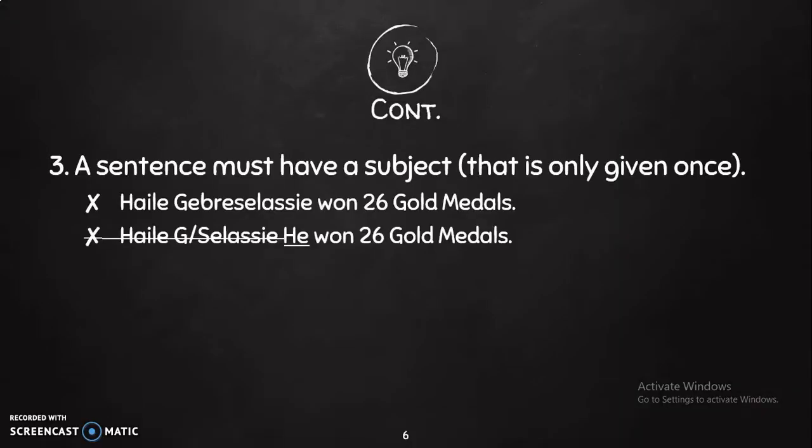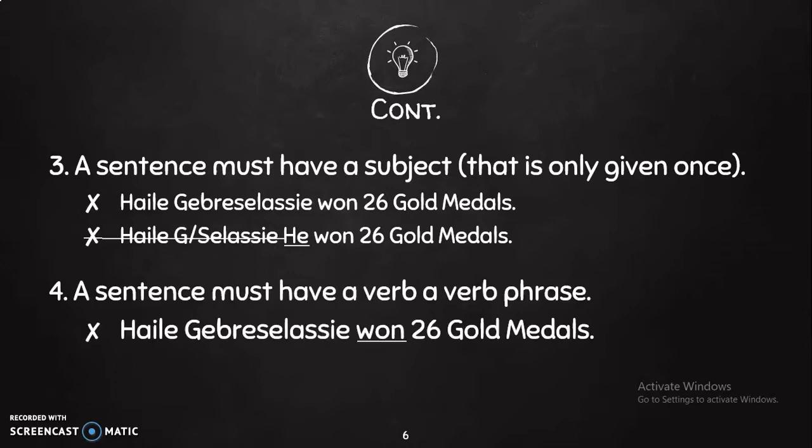Third comes, a sentence must have a subject, and that subject is used only once if it is a longer text, maybe a paragraph or an essay. Look at the example. Haile Gebrselassie won 26 gold medals. If I continue with another sentence with the same subject, I'm not going to repeat it. I use a pronoun instead. Anyway, any sentence must have a subject, whether it is a noun or a pronoun.